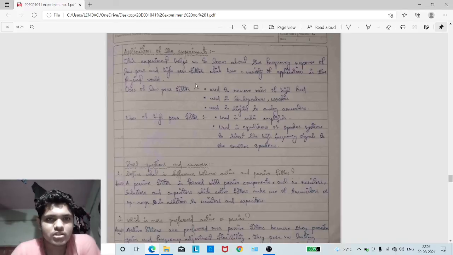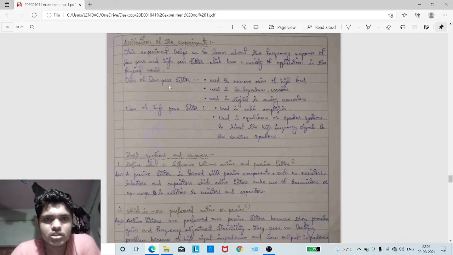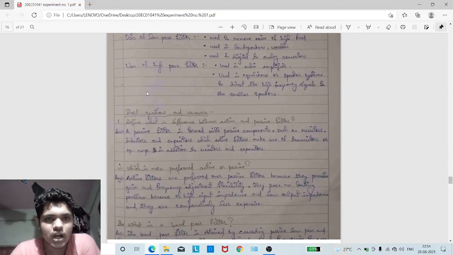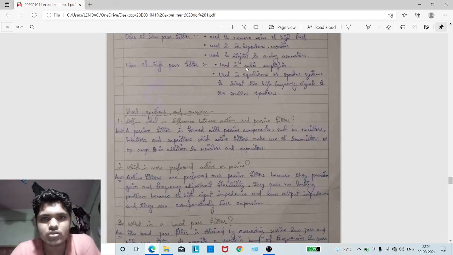And we have applications of the experiment here. The low pass filter is used to remove noise, used in loudspeakers and woofers, and used in digital to analog converters. And high pass filters are used in audio amplifiers, equalizers and speaker systems to direct the high frequency signal to smaller speakers.